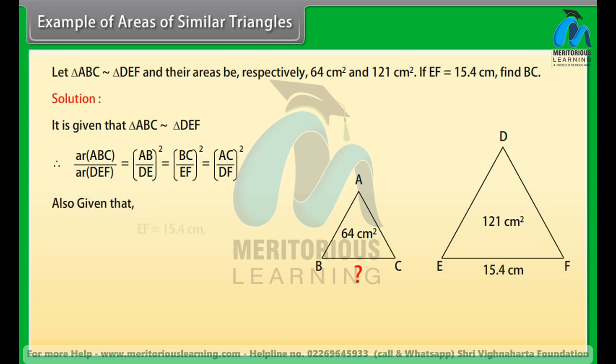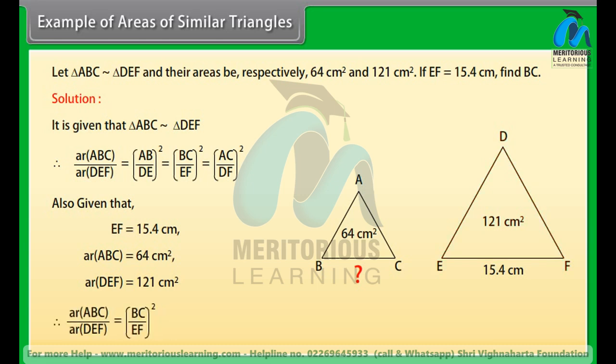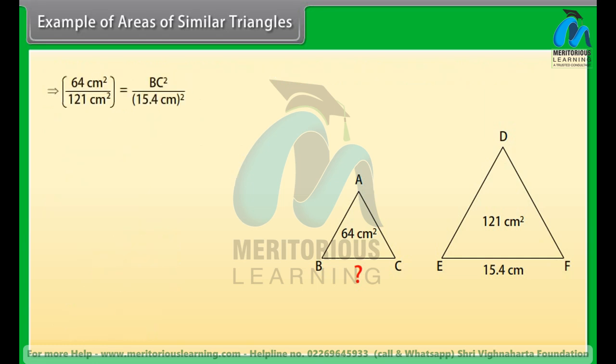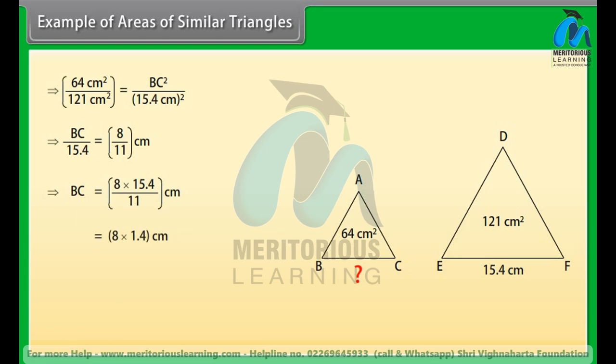Also, given that EF equals 15.4 centimeter, area of triangle ABC is 64 centimeter square and area of triangle DEF is 121 centimeters square. Therefore, area of triangle ABC upon area of triangle DEF is equal to BC upon EF whole square. Now, by substituting and calculating the values, we get BC as 11.2 centimeter.